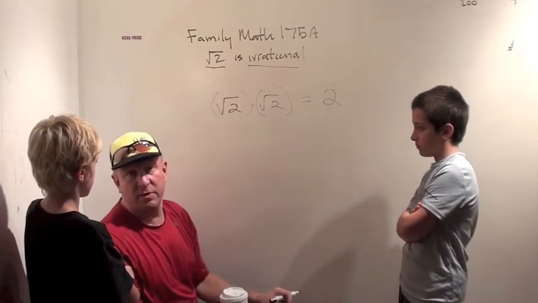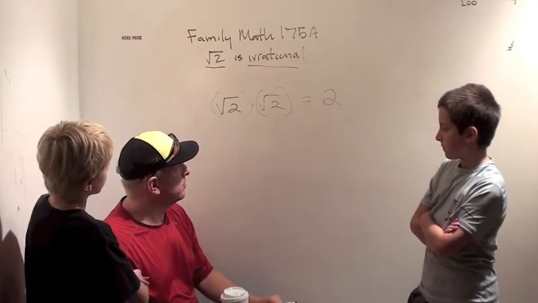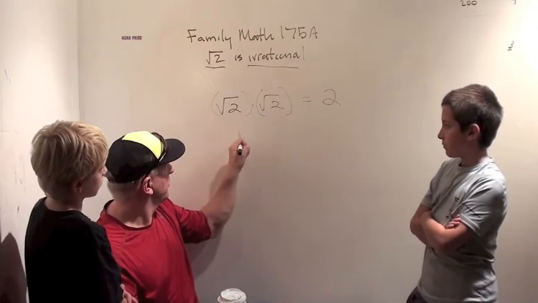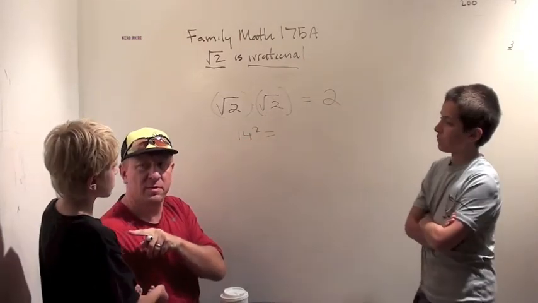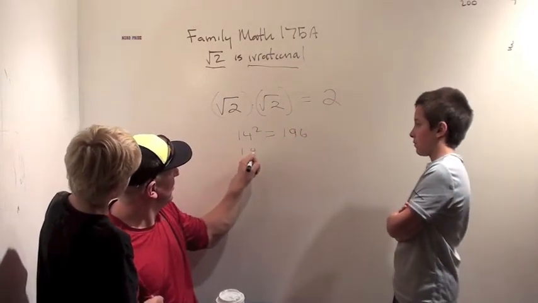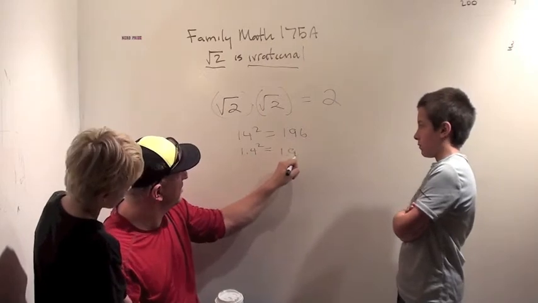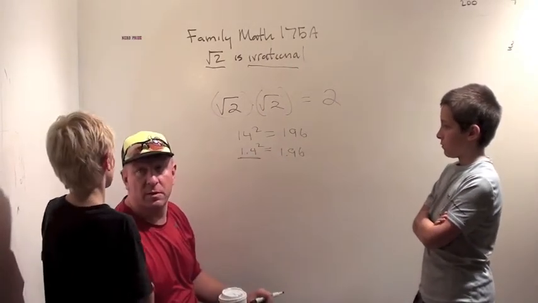And does anyone know about what its value is? It's about 1.414. About 1.414, because 14 squared, do you know? I think it's 196. Right, 196. So 1.4 squared is about 1.96. So the square root of 2 is very close to 1.4.